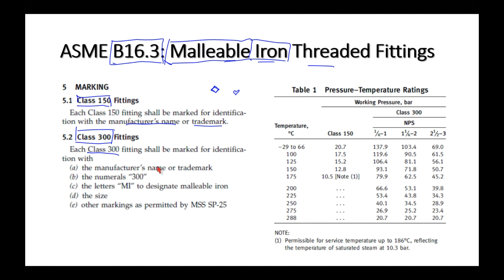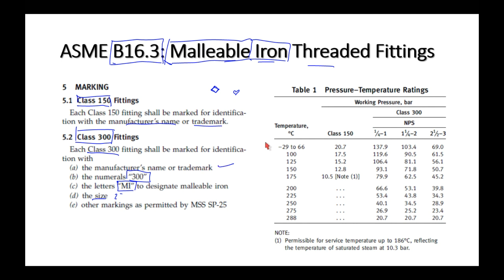But if it's a class 300 fitting, it's got a little bit more. Manufacturer's name or trademark, yes, but it will also say the numbers 300 on the fitting. If you pick up a threaded elbow and it says 300 on it, you know it's a class 300 fitting. And the letters MI to designate malleable iron, and size, so if it's a 2-inch or whatever.